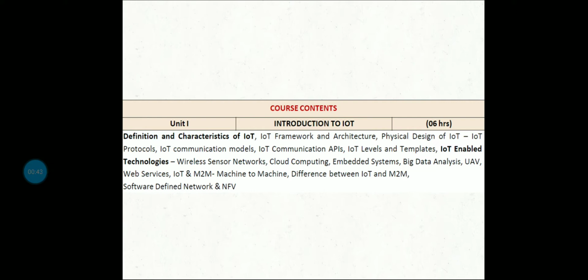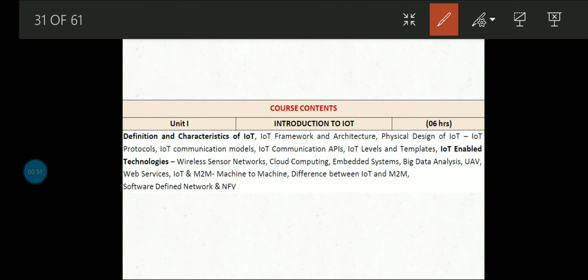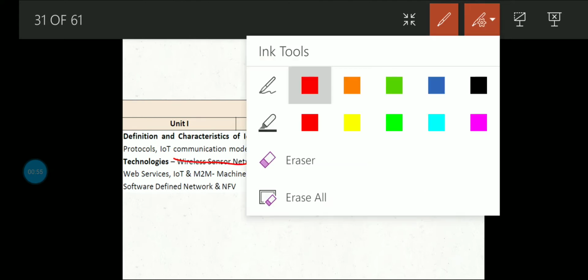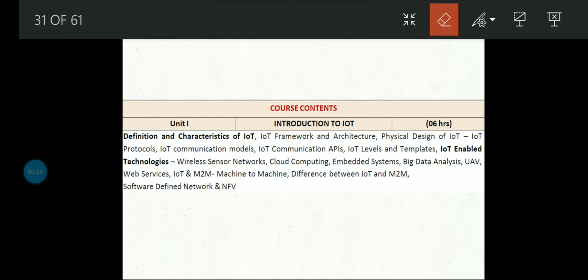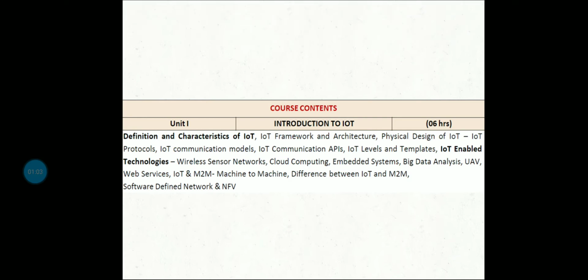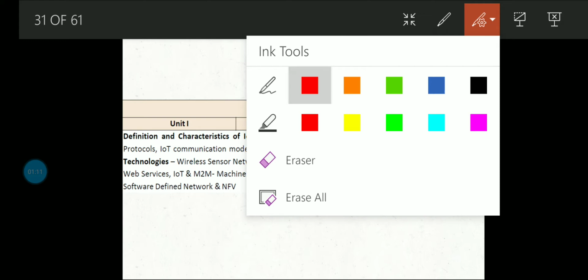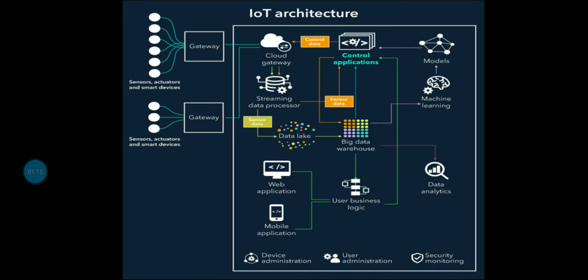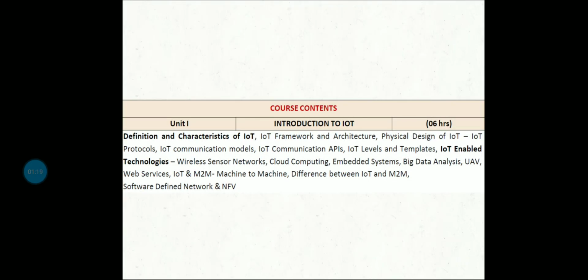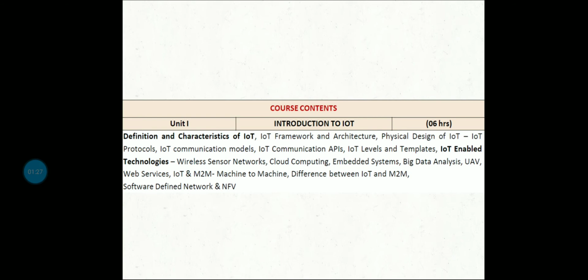IoT enabled technologies. On your screen, you can check: wireless sensor network, cloud computing, embedded system, then big data analytics, UAV, web services, IoT and machine to machine, and the difference between IoT and M2M. Okay, so let's start today's lecture.